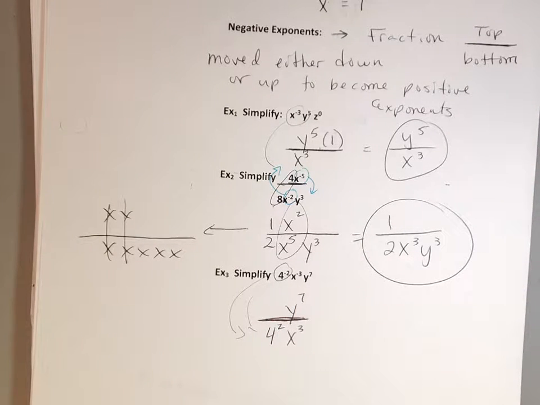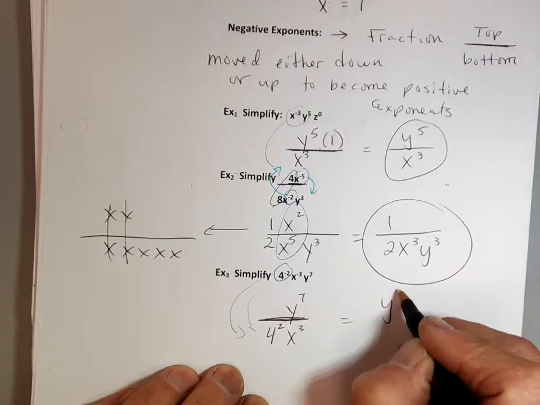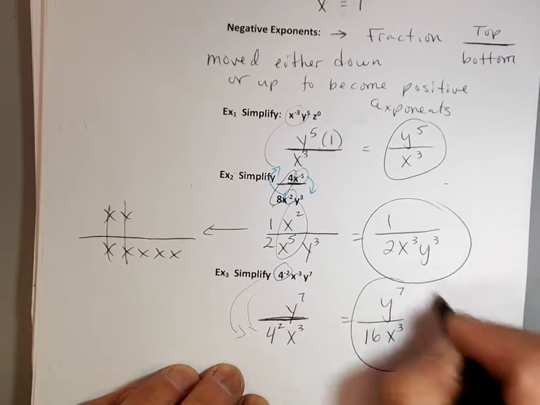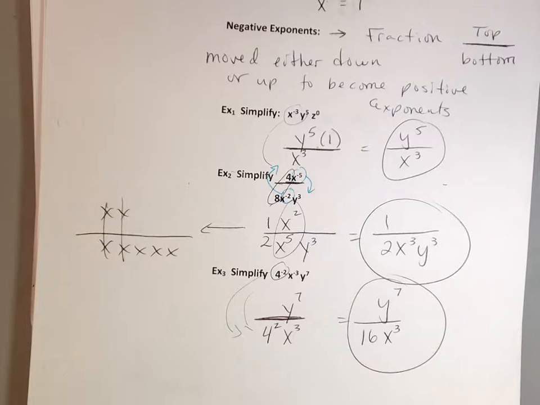Now, the last thing I'll do is simplify this a little bit. 4 squared is not 8. It's 16. You guys agree? 16, right? So it should be y to the 7th over 16 x to the third. Thumbs up? Okay.